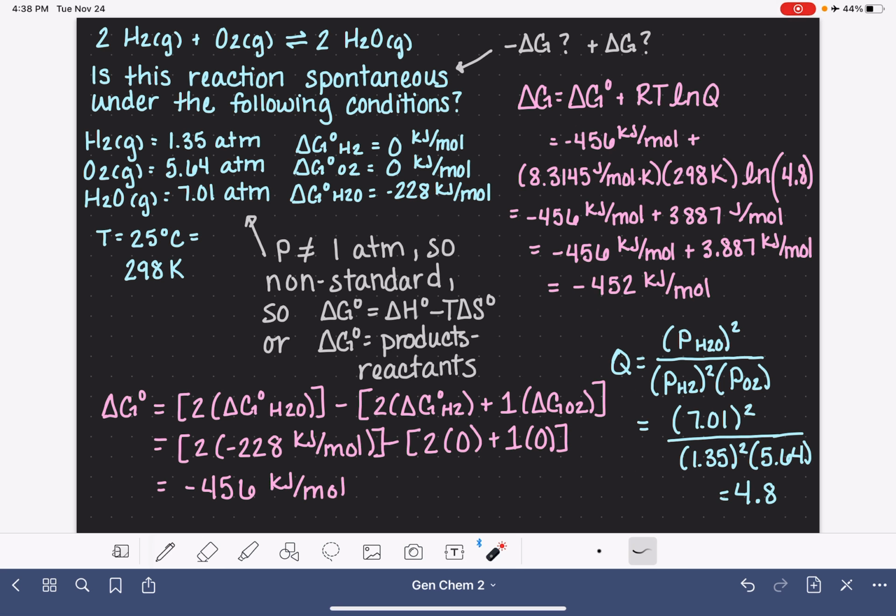So much work that we did here. All we really needed to know was the sign of delta G. That's not always going to be the case. A lot of times you're going to need to actually do the calculation of the numerical value of delta G. But since we can now see that delta G is a negative number, we know that this reaction is spontaneous. I'm going to fill this in up here. This is spontaneous. And the reason that we know it's spontaneous is because we have negative delta G, which we calculated right here.